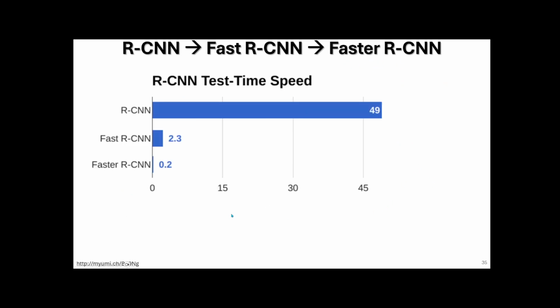So what is the savings that we are going to get? The RCNN used to take 49 hours inference. Fast RCNN reduced it to like 2.3, and Faster RCNN reduced it to like 0.2, because now you don't need that selective search algorithm also. So this is the advantage if you move from RCNN to Fast RCNN to Faster RCNN.